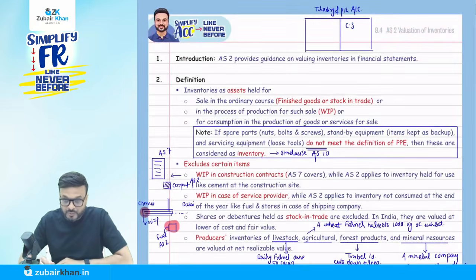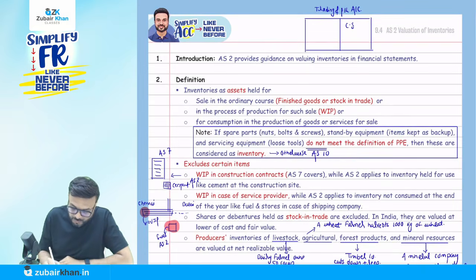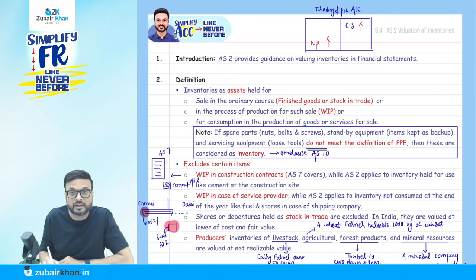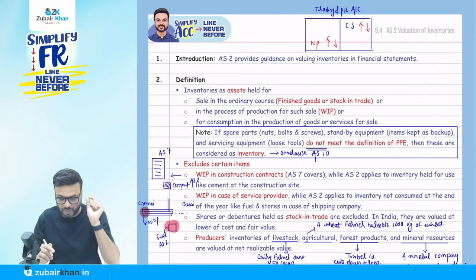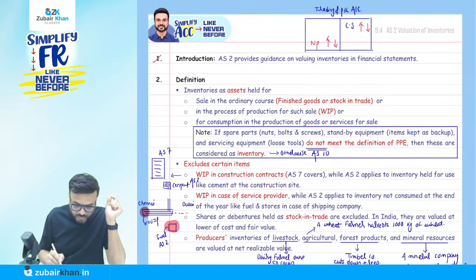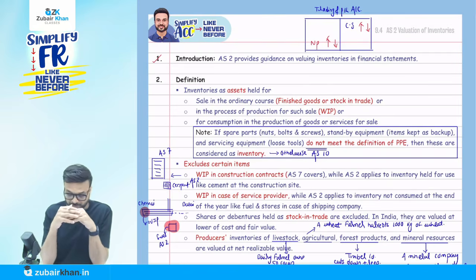As I told you, the closing stock, we write it down on the credit side of the trading P&L account. If we are not doing the valuation correctly, my net profit is going to be affected here. If we show more closing stock, my profit will increase. If we reduce closing stock, the profit will also get reduced. So it is important to do proper valuation of closing stock. So Accounting Standard 2 provides guidance on valuation of inventory in financial statements.